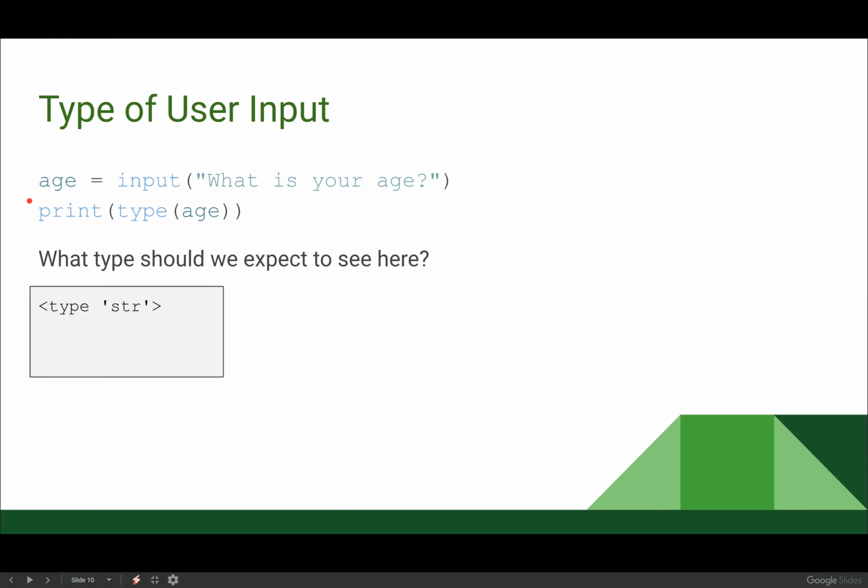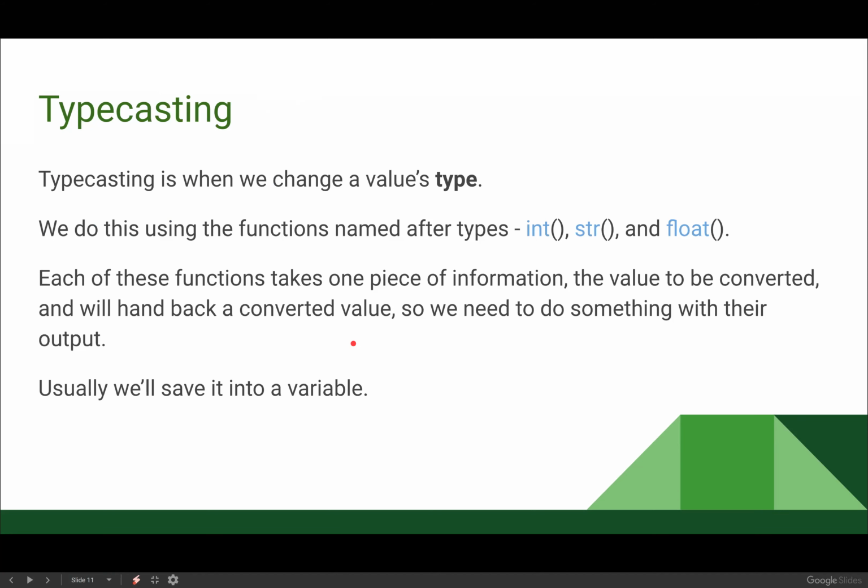Now, what if I wanted to do some math operations with my age? What if I wanted to tell the user, oh, after you tell me how old you are, I'm going to tell you in 1 year you will be this old. Can I do math with a string value? No. No, I'm not allowed to add numbers to a string value. So in order to fix this, we're going to do something called typecasting. And typecasting is what we do when we change a value's type.